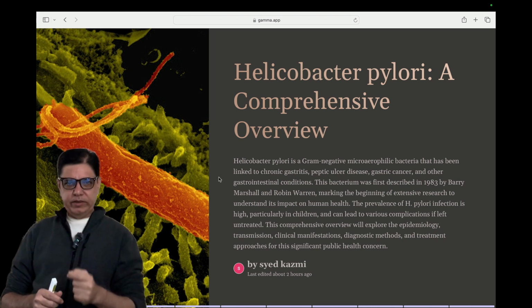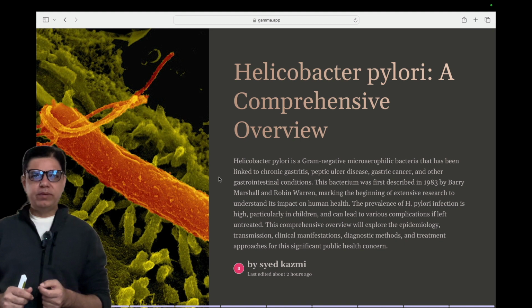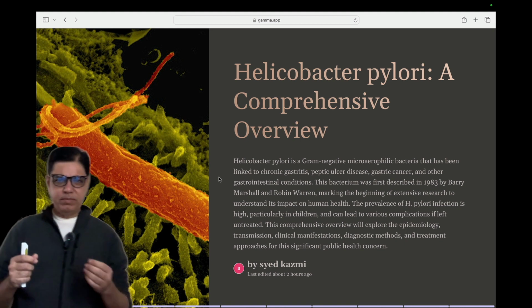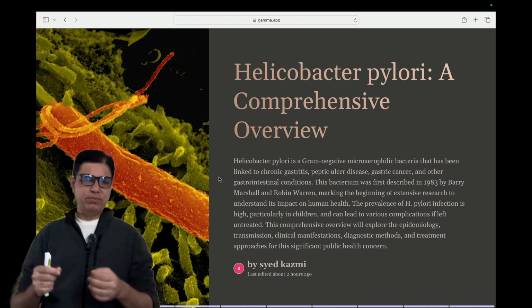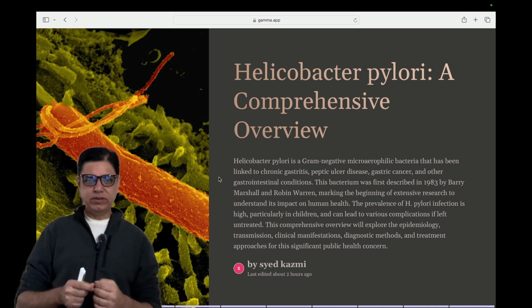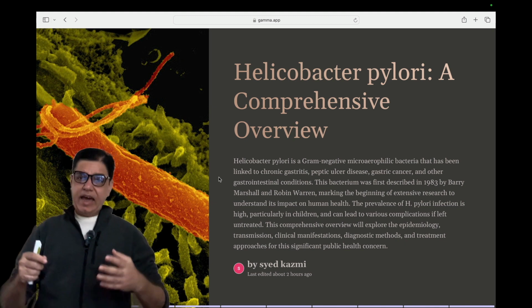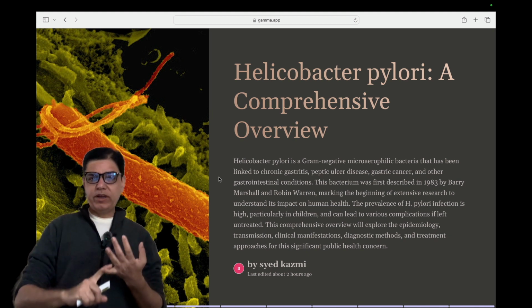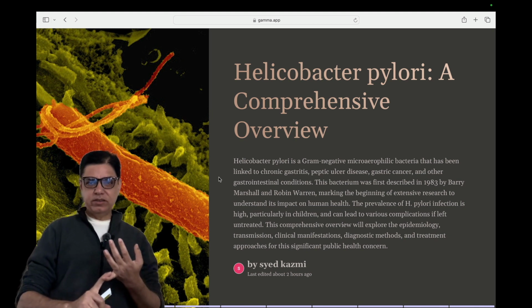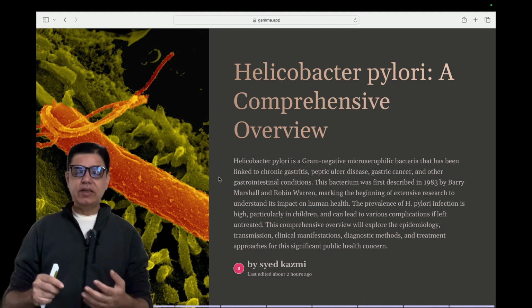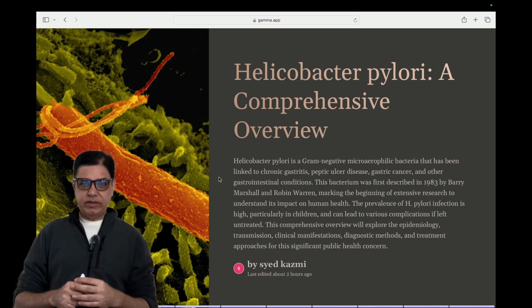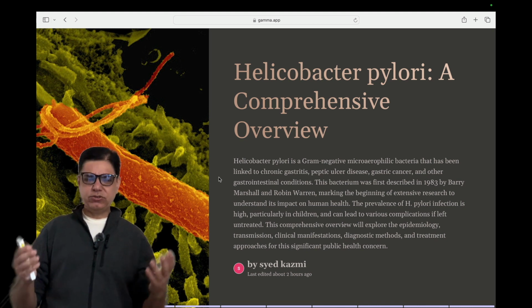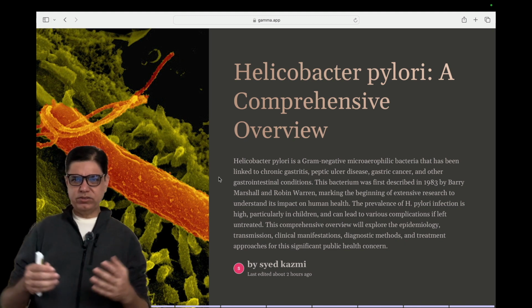Now, to begin with, Helicobacter pylori is considered to be a gram-negative organism. So it's a gram-negative microaerophilic bacteria. It means it requires a little bit of oxygen to thrive. It primarily infects the lining of the stomach, causing chronic gastritis. It can cause peptic ulcer disease, leading to peptic ulceration. And it has also been associated with gastric cancers and some other gastrointestinal conditions like MALT syndrome.